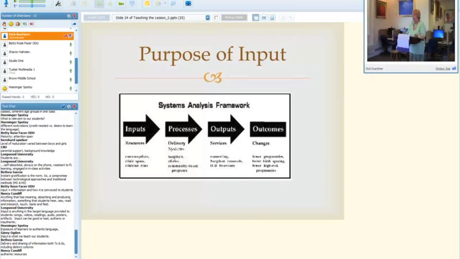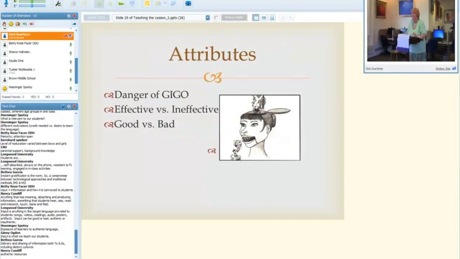Okay, attributes of input. There's always the danger of GIGO, which is garbage in, garbage out. Or, as one of my colleagues likes to talk about, effective and ineffective input. Good input and bad input. All input is not equal.